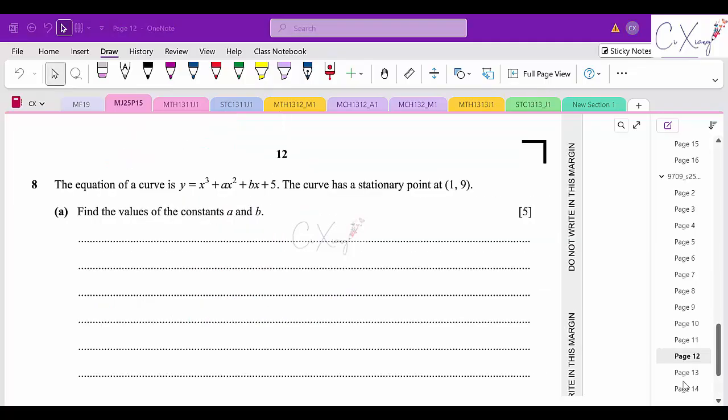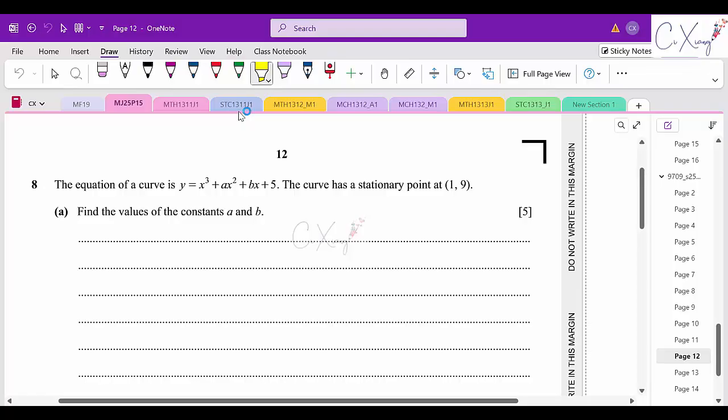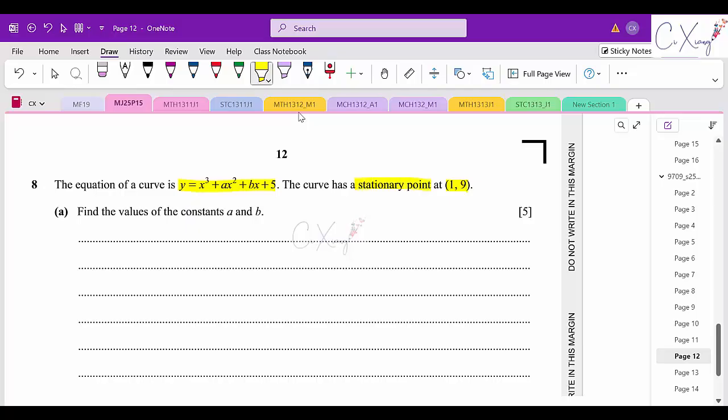Alright, so we are now at question number 8. We are given a curve with this equation. Then we have a stationary point at x equals 1, y equals 9. Find the values of the constants a and b. Alright, so we need to know the keyword stationary point. We have a stationary point when dy/dx is equal to 0. It will be useful for us later when we solve for the answer. And then the 1 and 9 is the passing point. Passing point means that if you substitute 1 and 9 into the equation, you will get the equation correctly, right?